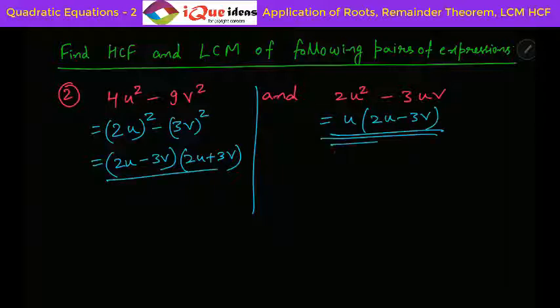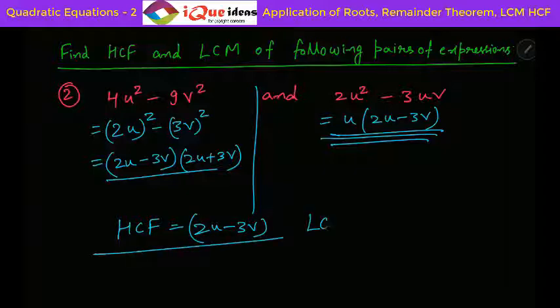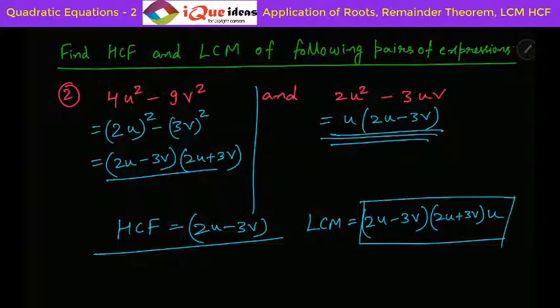So very clearly, you can see the HCF is what is common to both. Now the common to both is 2u minus 3v. So HCF is 2u minus 3v. That's it. Alright. And LCM will be equal to whatever is common to both appearing once. So it is 2u minus 3v into whatever remains, everything. So it is 2u plus 3v, right, from the first one, and u from the second one. So this is the LCM of this situation.